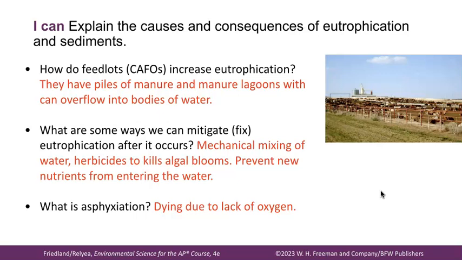What are some ways we can fix eutrophication after it occurs? We can do mechanical mixing of water with some machines that will mix it to try and add oxygen, because remember, moving water adds oxygen. Herbicides to kill algal blooms and prevent nutrients from entering water. What's asphyxiation? That's another thing for the lack of oxygen. We studied that last unit with carbon monoxide as an asphyxiant.